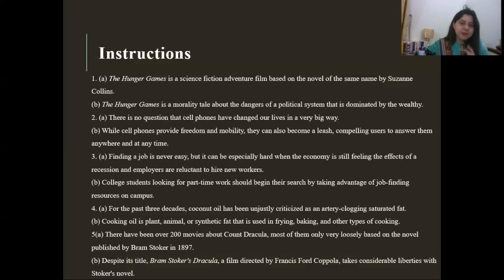Now, from reading both the thesis statements, we probably know that the topic is more about finding a job, because both the thesis statements are referring to the struggle of finding a job for college students. But if you look at the first thesis statement, it's kind of deviating from the main topic. It says finding a job is never easy, but it can be especially hard when the economy is still feeling the effects of a recession and employers are reluctant to hire new employees.